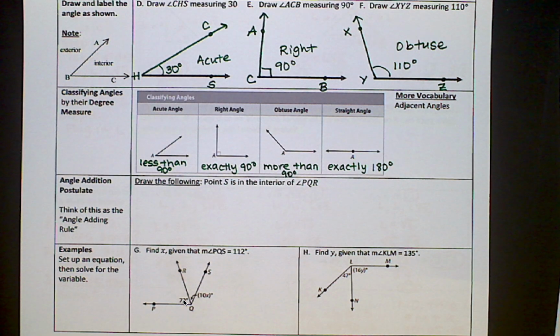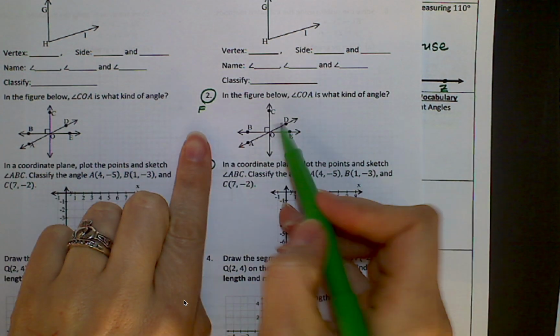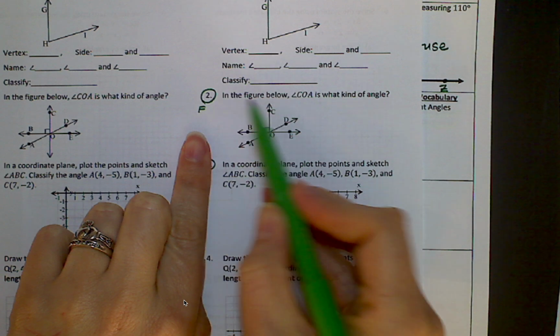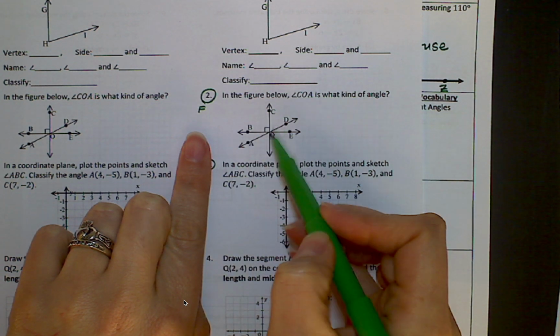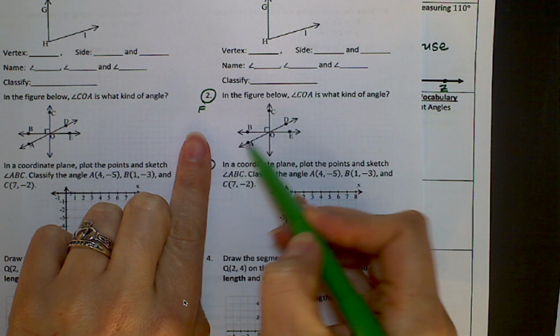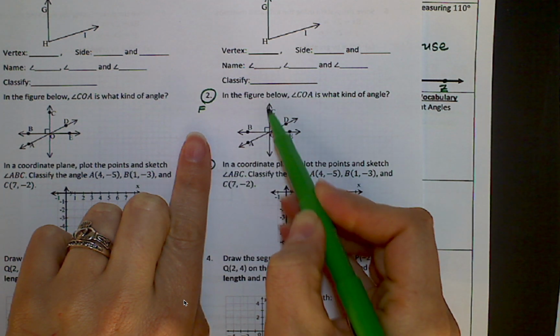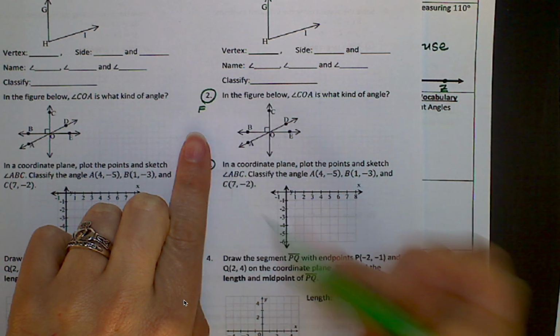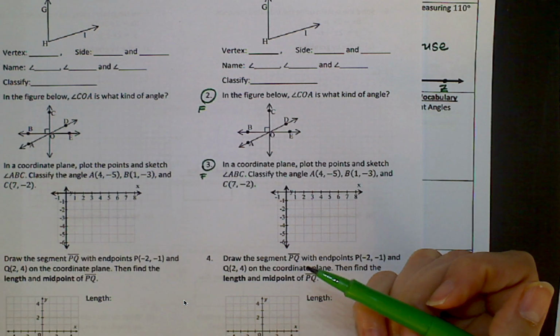So for the next question, I want you to look at figure 2. Okay, so figure 2 right here. And I want you to tell me, if I looked at COA, what type of angle would that be? Okay, so COA, what type of angle would that be?